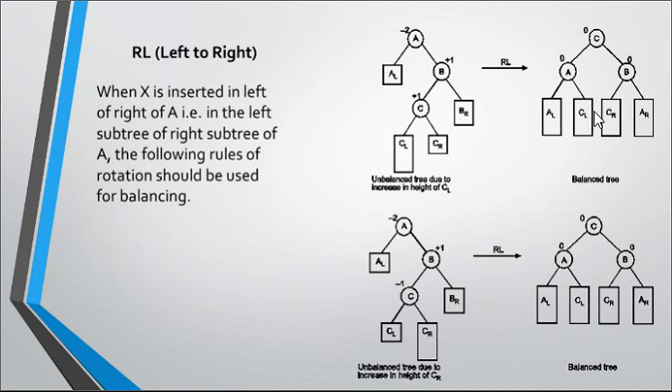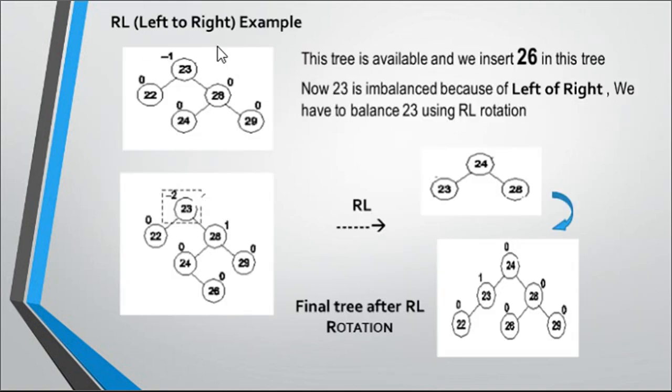So in RL rotation we will see A, B, C only. We'll make C the root, then A at left and B at right, and we'll attach the other nodes as per their values. So this is the rotation, that is RL rotation. Now I'll show one example of it. For RL rotation, this is a tree available. Now suppose I have added 26 over here. Now 26 is greater than 23, less than 28, greater than 24, so I added it over here.